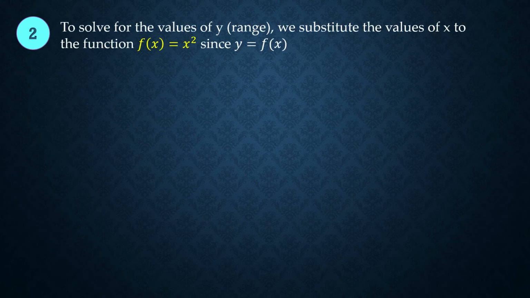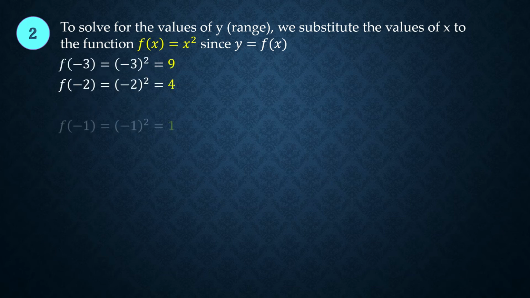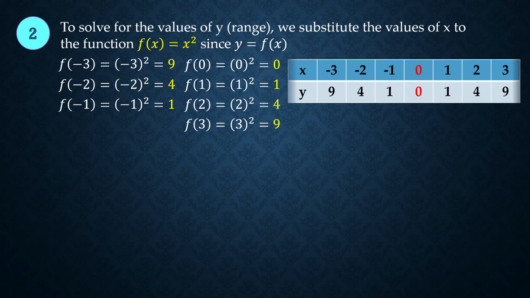So how do we solve for the values of y, which is gitawag og mga dependent variable or the range? We will substitute the values of x to the function f of x is equal to x squared, since y is equal to the function of x. So first, here is the table of values. The values of x are 0. Then to the right of 0, so there are 3 points to the right of the vertex. That is 1, 2, and 3. Ang mga numbers to the left of the vertex, negative 1, negative 2, negative 3.